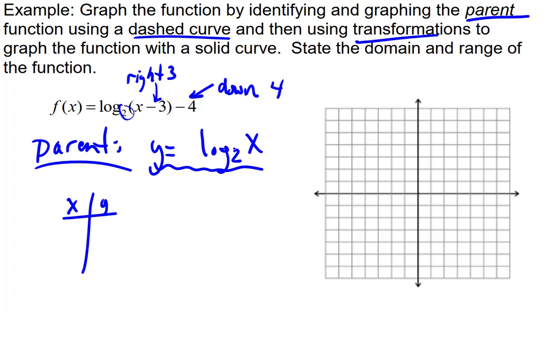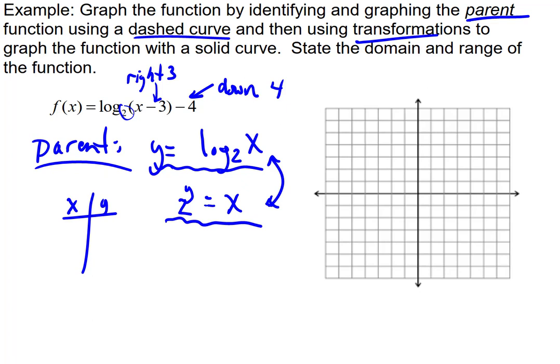To convert this, we'll take the base, which is 2 for log base 2, and write that base to the power of the value that's on the opposite side of the log, like we've been doing. So 2 to the y equals the input for the log, which is x. So 2 to the y equals x is synonymous with our parent function being y equals log base 2 of x.